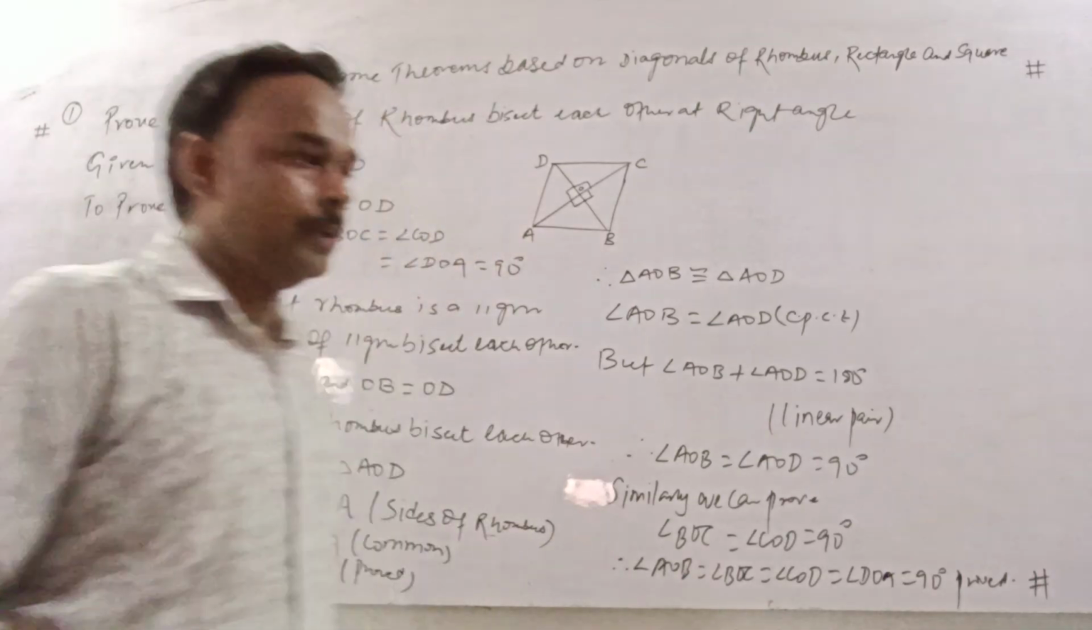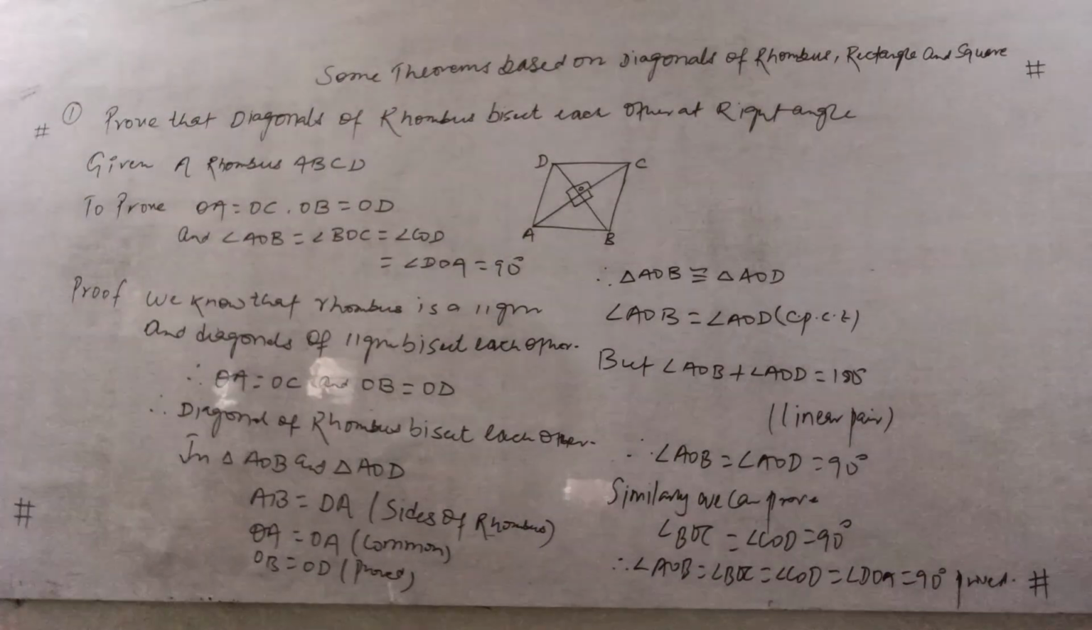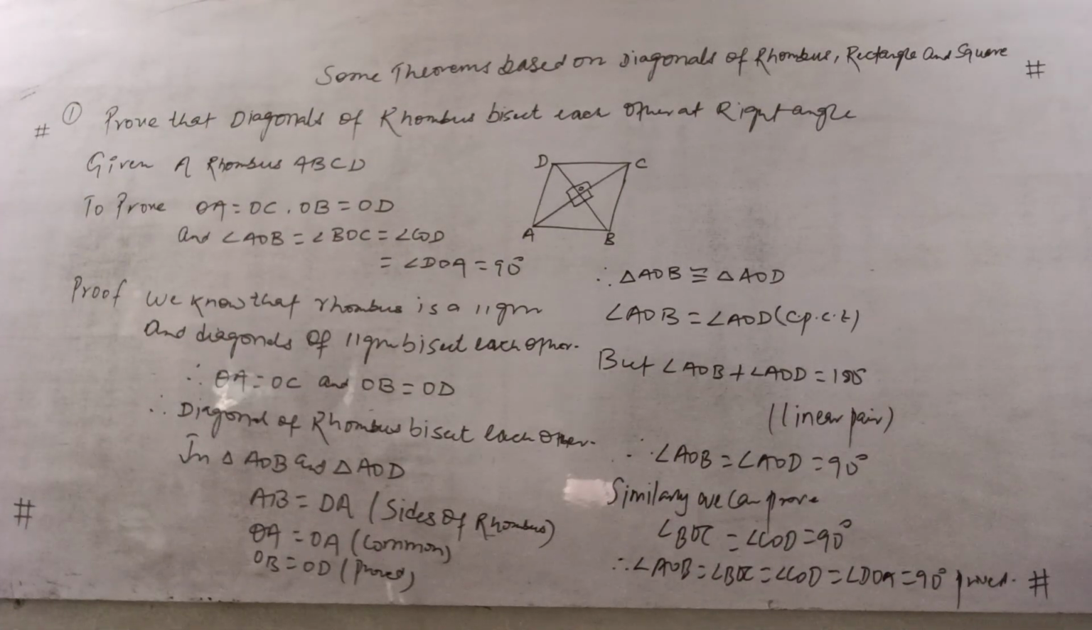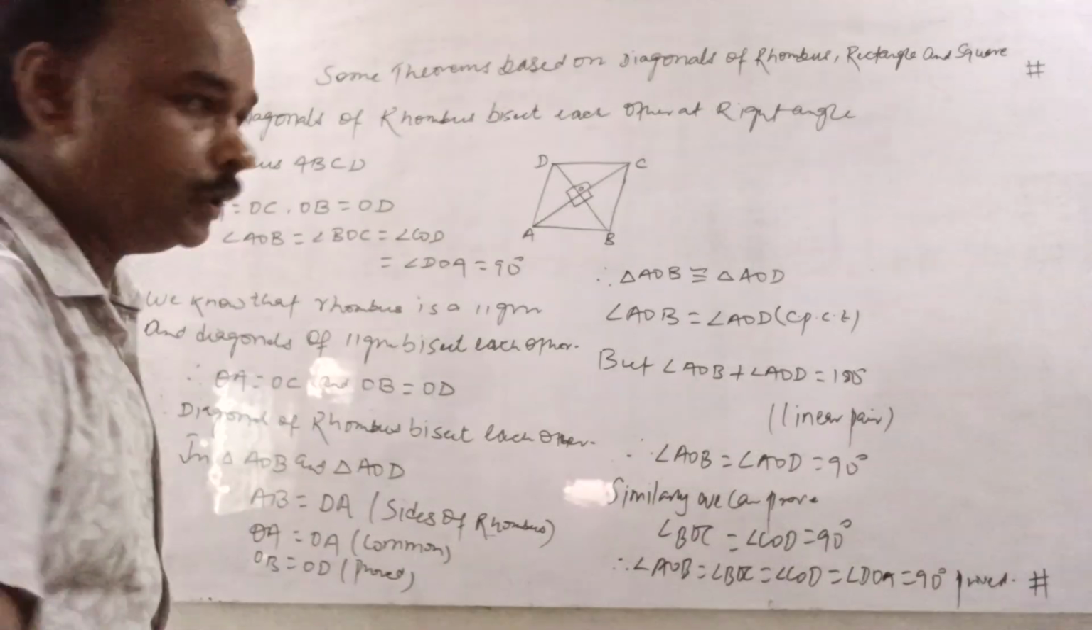So this theorem is clear to everyone. Now we will see that diagonals of rectangle are equal. So again we will prove that diagonals of rectangle are equal.